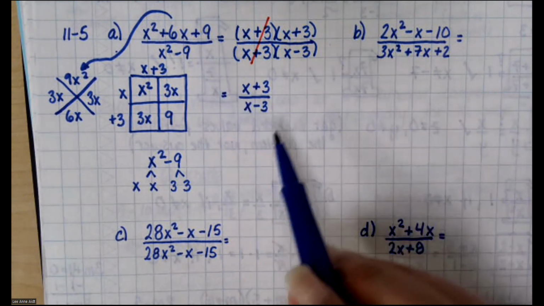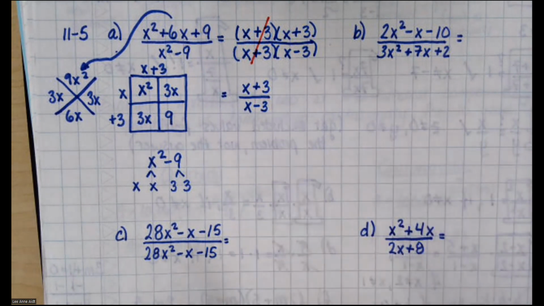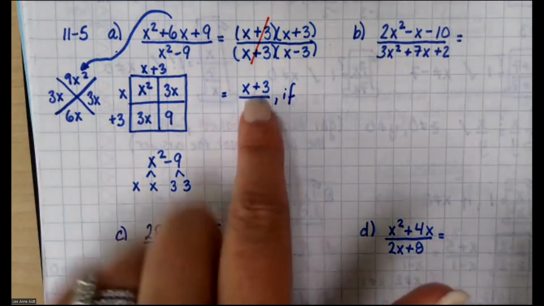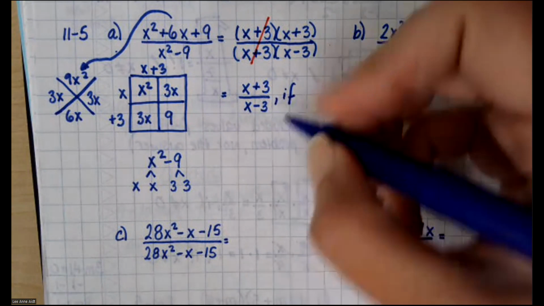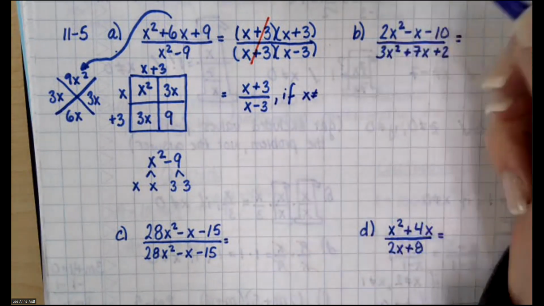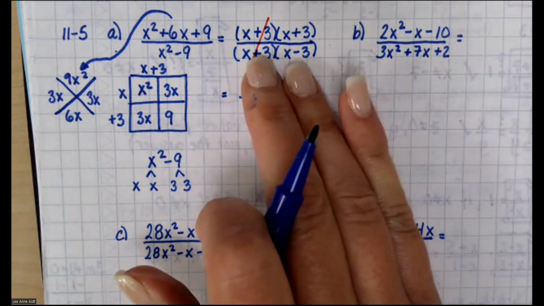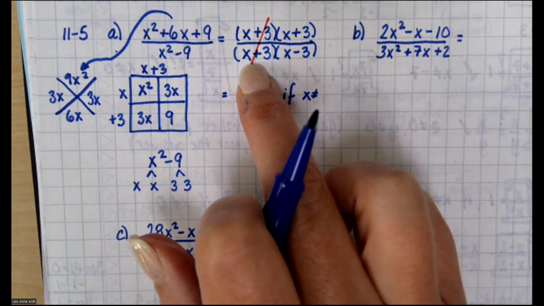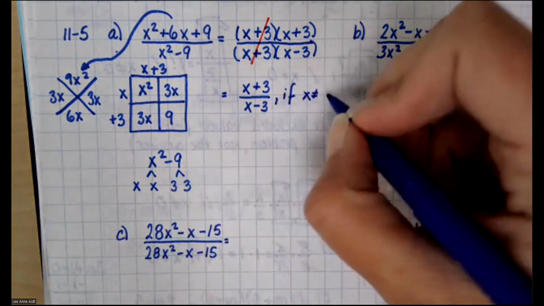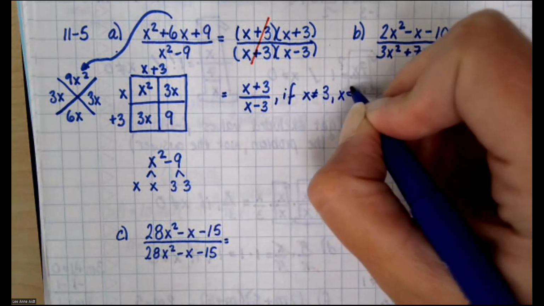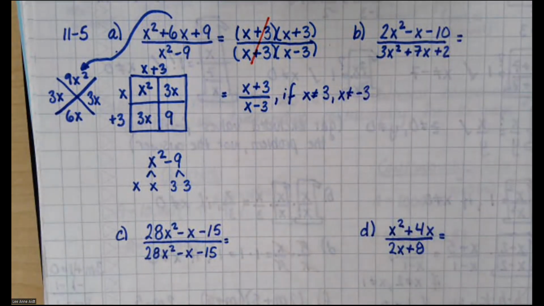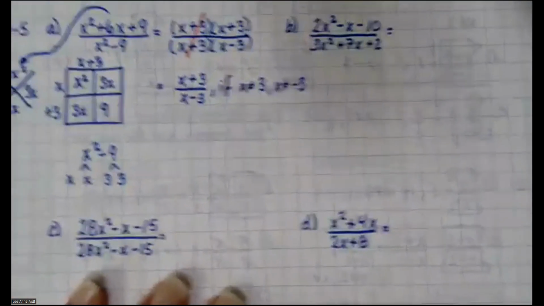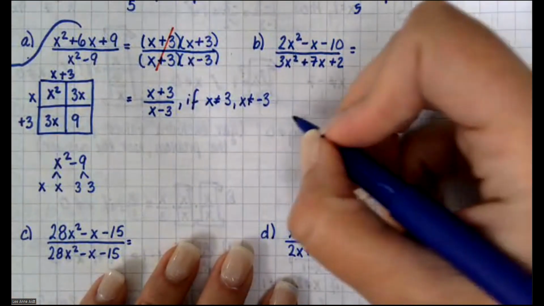Okay, now I simplified. My simplifying answer is done, but I did not find the excluded values. What can x not equal? So remember, find it from the problem. Easiest to do it from the factored form. What can x not be here? -3 and +3. Okay. B.